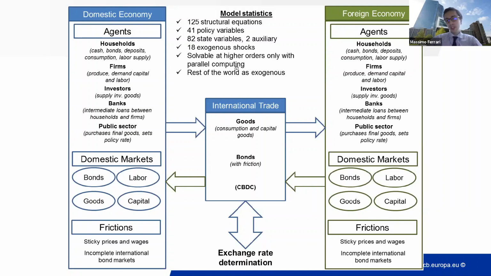And we allow only one country, the domestic economy, to issue the CBDC. Now, the important thing about this chart is the box in the middle, which highlights what determines the exchange rate. Absent the CBDC, the exchange rate is determined by essentially trade in goods and trade in assets, which are cross-country bonds. When the CBDC is introduced, of course, the CBDC will generate a new cross-country asset holding condition between CBDC and bonds. And this cross-country asset holding condition will contribute to determining the exchange rate, and in turn affect the other variables in the model.